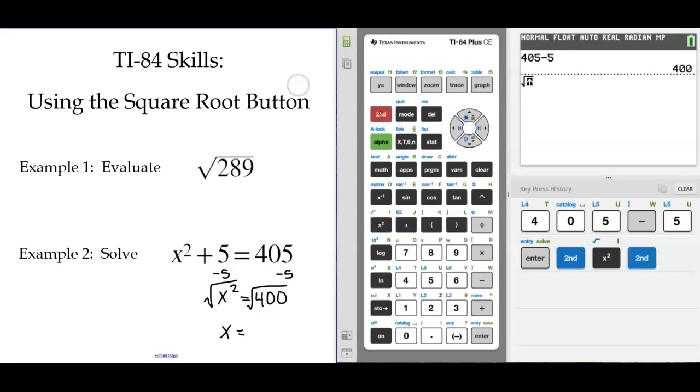I'm going to do second and then the negative button to get the answer in there, and hit enter, and that'll tell me 20. Now, any good Algebra 2 student knows that the answer is actually plus or minus 20, but again, it's up to you to know that. Your calculator is not going to do that for you.